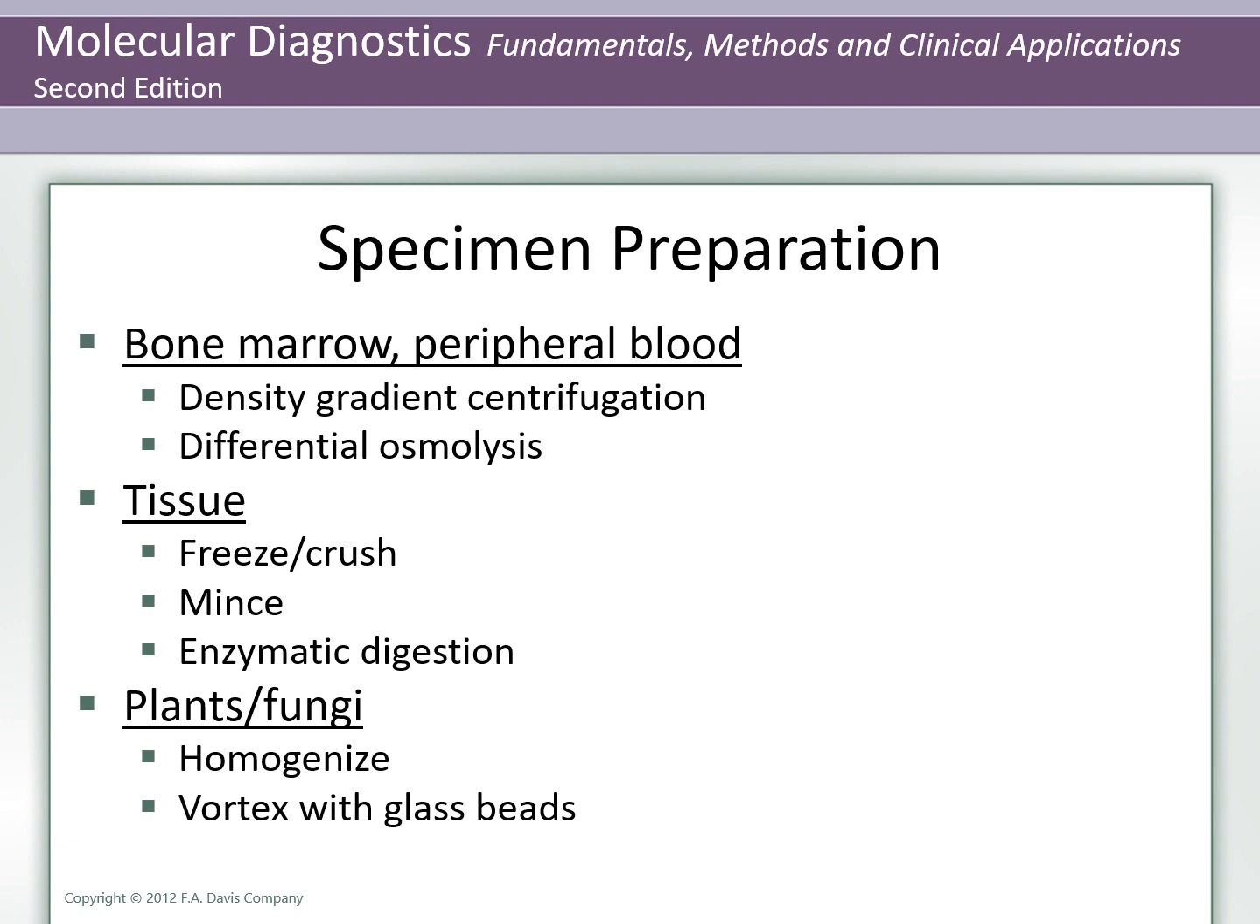With tissues, the samples can be frozen, then crushed, or fresh tissue can be ground, homogenized, or minced in order to prepare for extraction. Enzymatic digestion using enzymes such as proteinase K may also be used to prepare these types of samples. Finally, plants or fungi may be broken down mechanically by homogenization or vigorously mixed with glass beads to prepare specimens for DNA isolation.